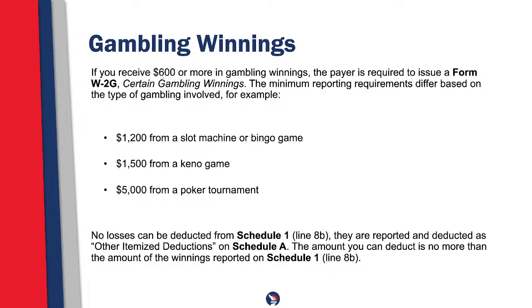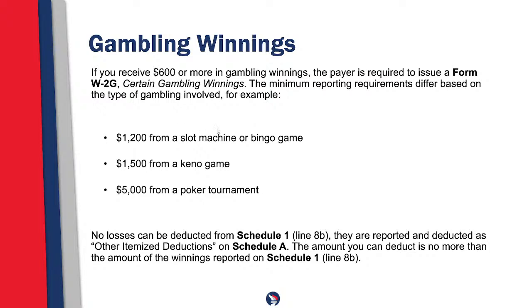If you receive $600 or more in gambling winnings, the payer, the casino, is required to issue a W-2G for gambling winnings. Obviously, the G standing for gambling. Minimum reporting requirements differ based on the type of gambling involved. So $1,200 for winning at the slot machine or the bingo game, $1,500 from winning at a Keno game, $5,000 from winning a poker tournament. That automatically causes a W-2G to be reported.